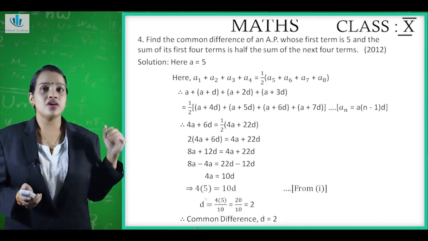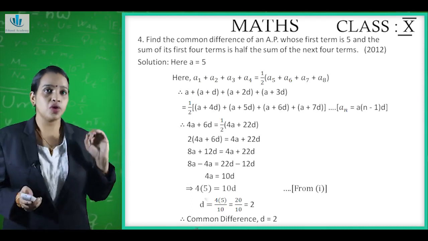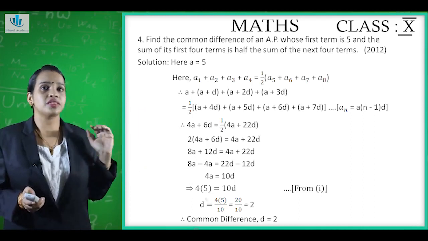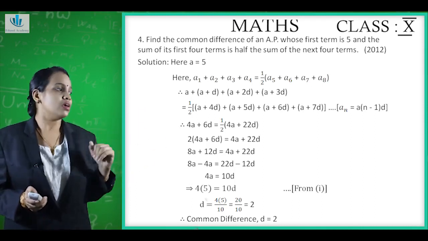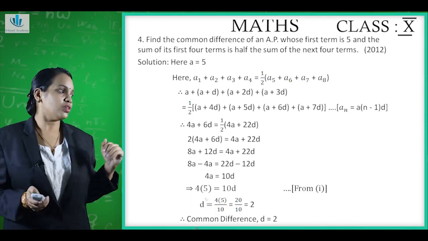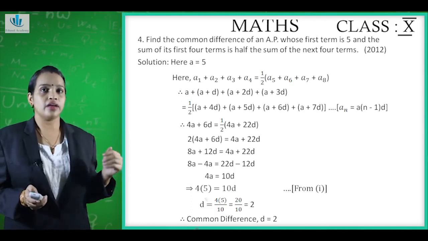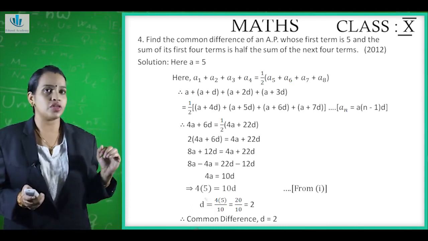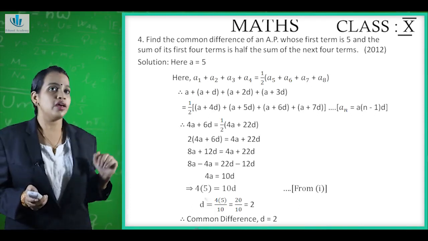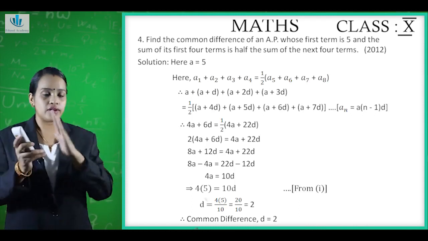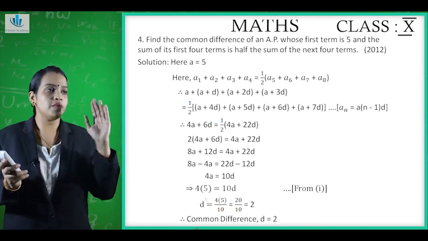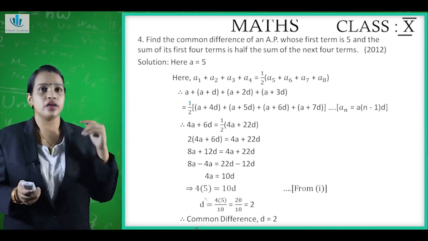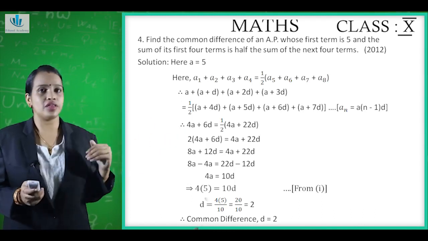The next question. Find the common difference of an AP whose first term is 5 and the sum of its first 4 terms is half the sum of the next 4 terms. Now this question has appeared in the year 2012. It is said that we have to find the common difference. For that, the first term is given in the question, that is, A is equal to 5. And in the question it is said that the first 4 terms are half of the next 4 terms. So we will see how to solve it. Now A is equal to 5, already given in the question.